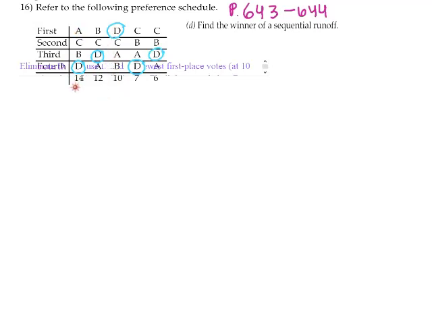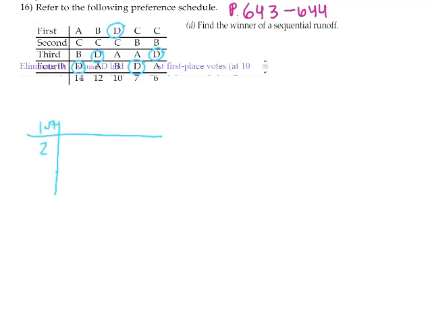Remember, A has 14 first place votes, B has 12 first place votes, D has 10 first place votes, and C has a total of 13 first place votes. So of the 4 candidates, D has the least first place votes. So we eliminate D and we're going to draw a new table. So our table will have the following.